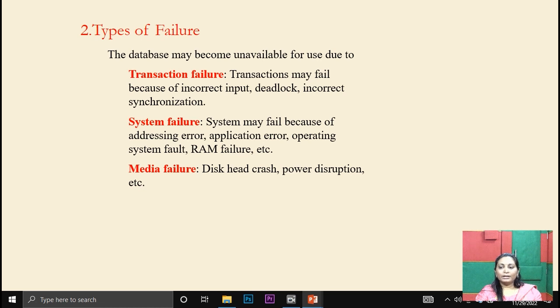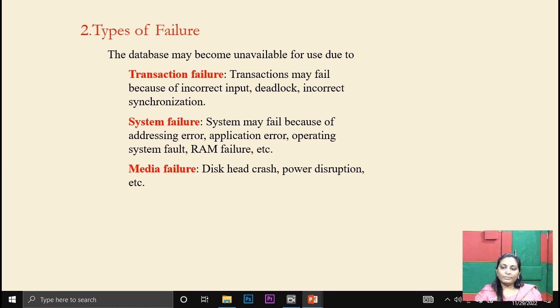If anyone gives incorrect input, the transaction may fail. Deadlock is when systems are waiting for each other. If the timing is wrong, in that case the transaction will fail.